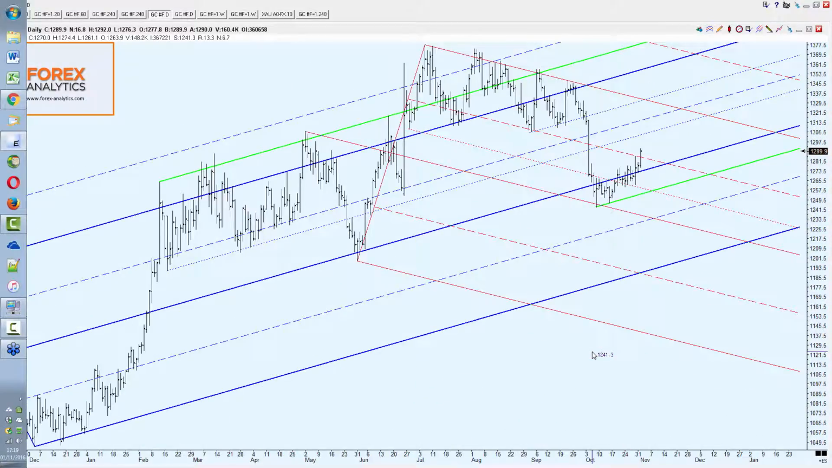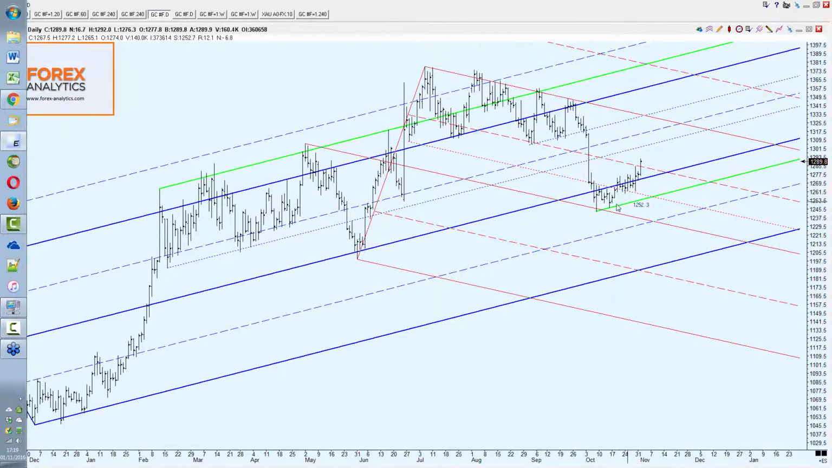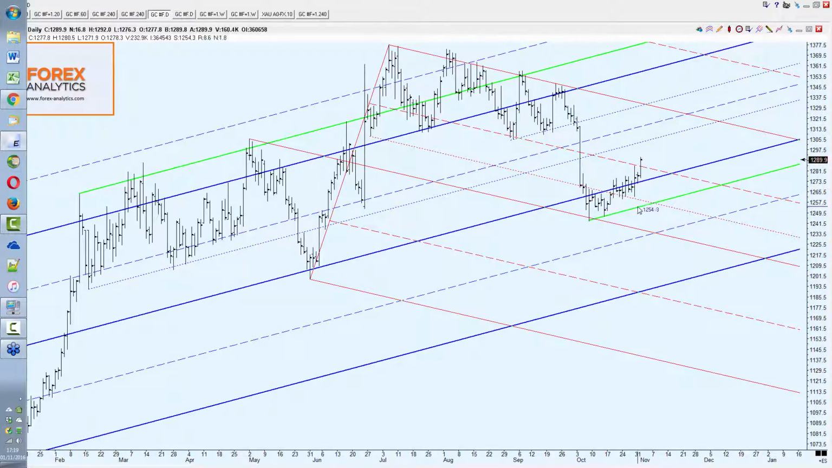So that told us that the blue fork was still working. That told us where our supports and resistances were. So all we've been doing since then is watching to see what happens. If people had got long around 1246, they would have put the stop beneath 1243 there. If they got long a little bit later on, they would have gone underneath this line in terms of long stops. Okay.